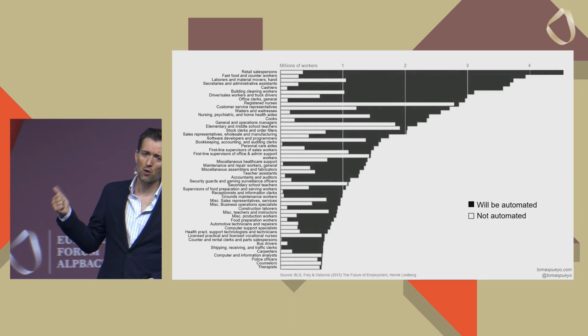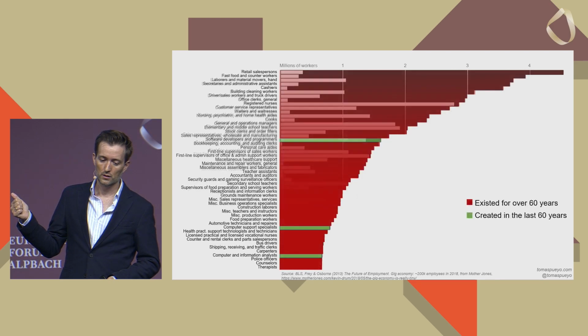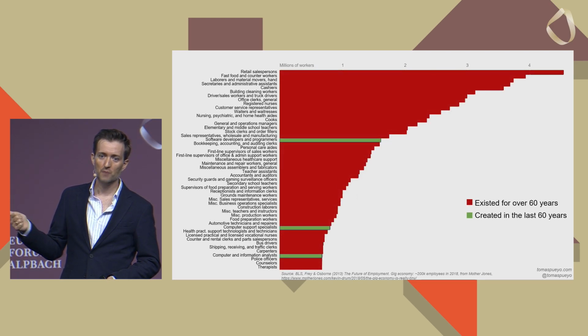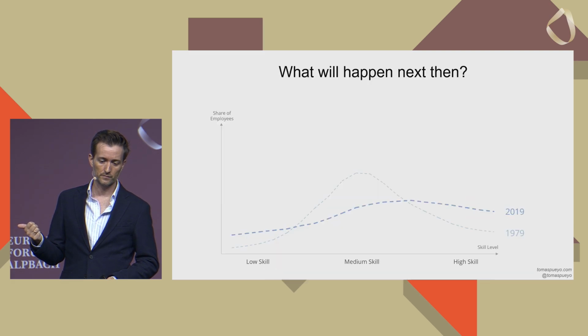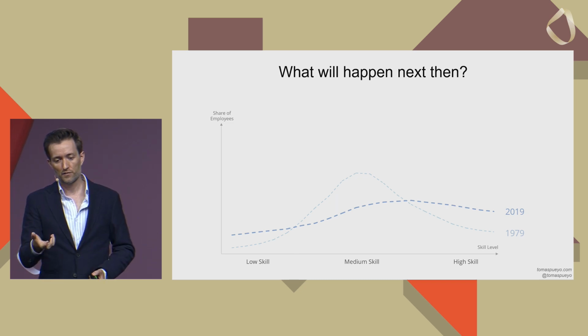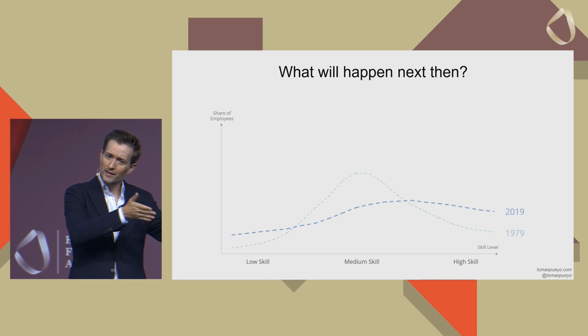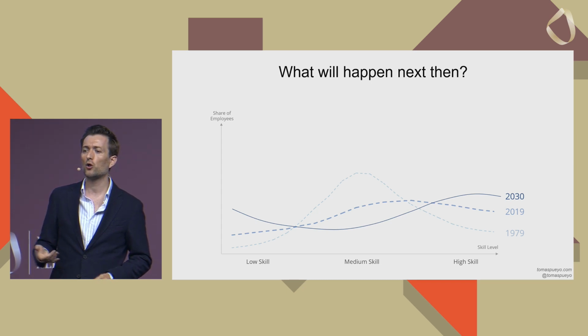So when you look back at all these jobs here, the top 50 jobs, 47 of them were jobs that existed 60 years ago or more. There's only 3 types of jobs in the top 50 that are new. And what do they do? They work on automating the other 47. So when you do this, what you end up with is a reduction of the middle class, medium skill jobs, and an increase of some high skill jobs and a lot of low skill jobs. You have what's called a hollowing out.